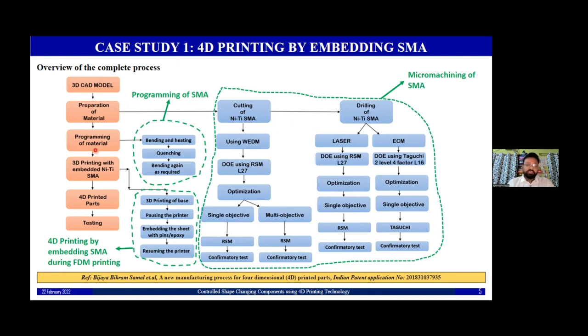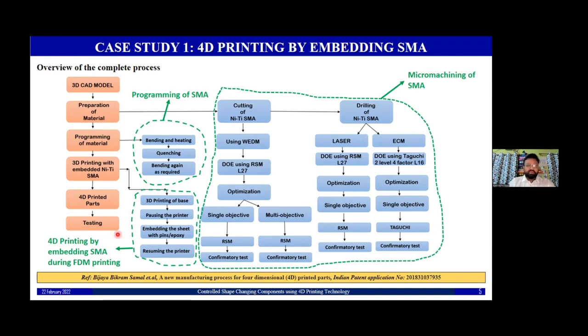Now this is a general programming procedure for a shape memory alloy, nickel titanium. First of all, we have to bend the part, then fix it in a fixture, then heat it, and then rapid quench. Once it has remembered its shape, we can bend it as per our own choice. Then we can go for the next step, which is the embedding of the nickel titanium shape memory alloy onto the 3D printed part. That process starts with the 3D printing of the base. Then we have to pause the printer, embed the sheet using some pins or epoxy, and then resume the printer. After that, we are left with the 4D printed part, which can go for testing.